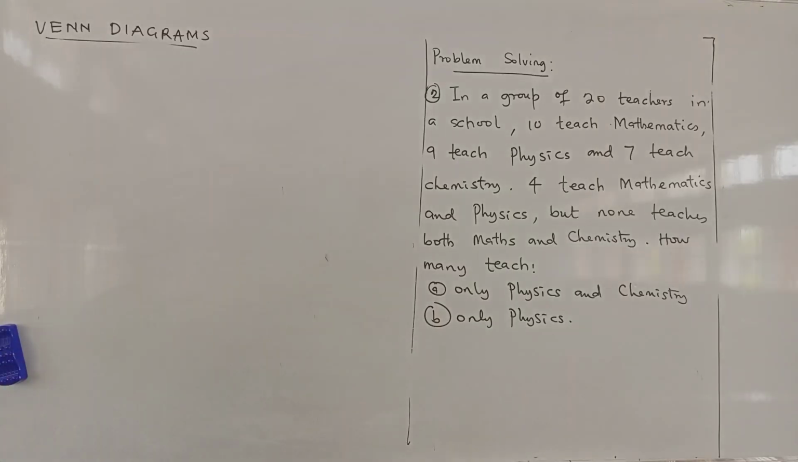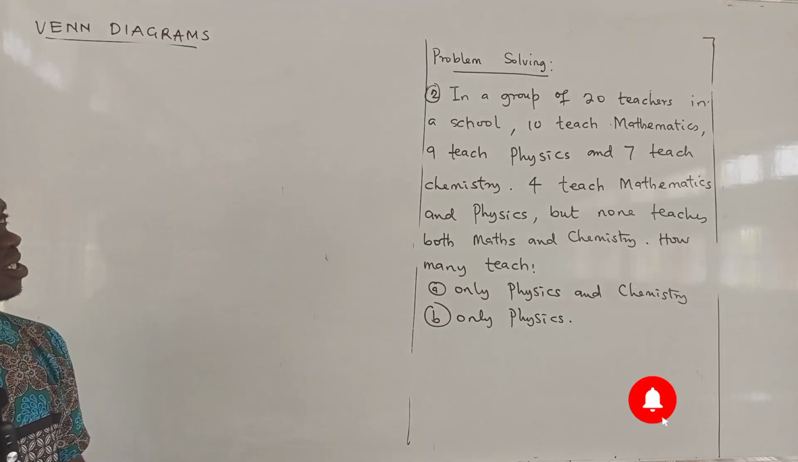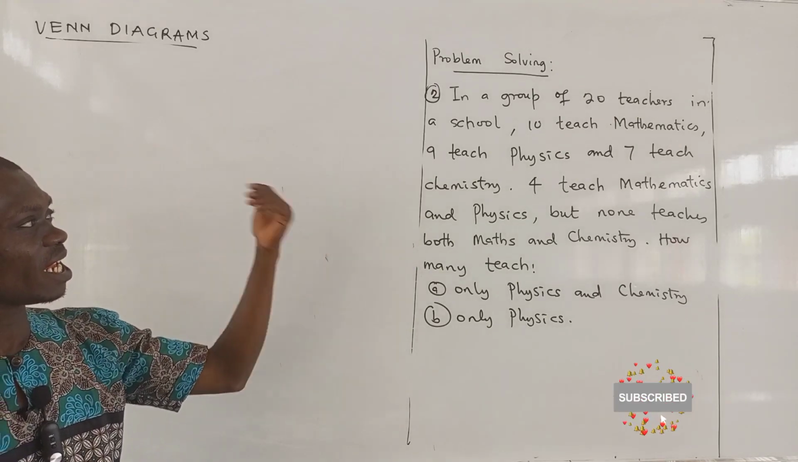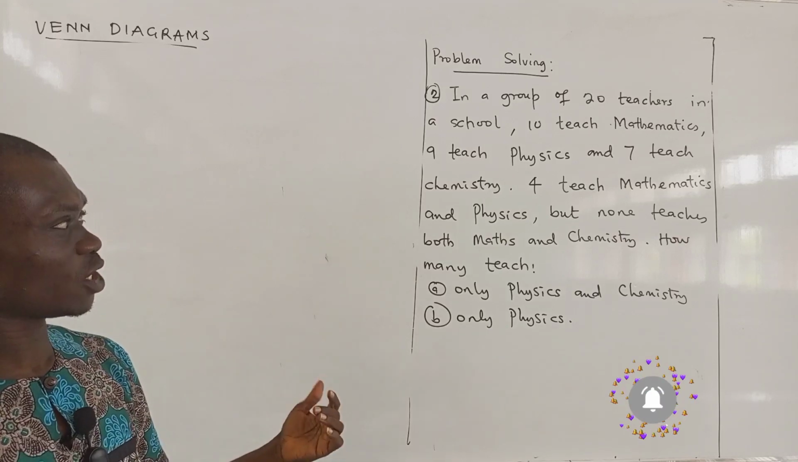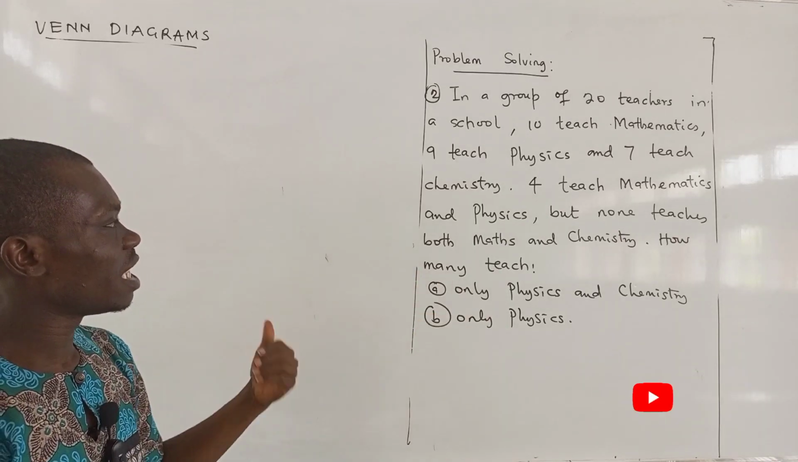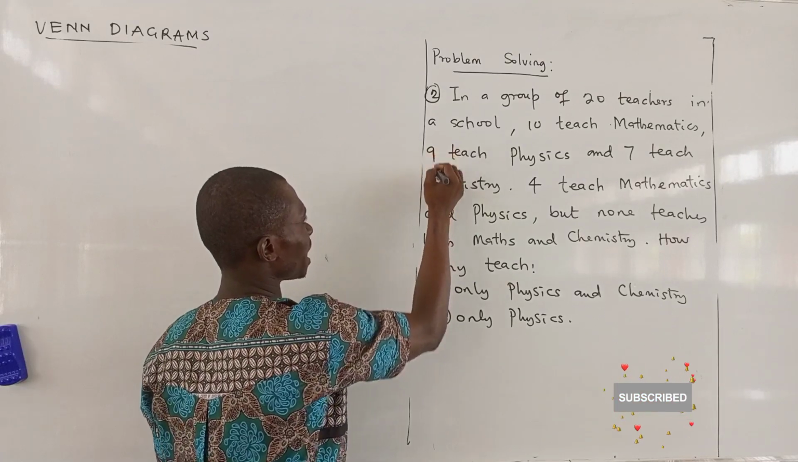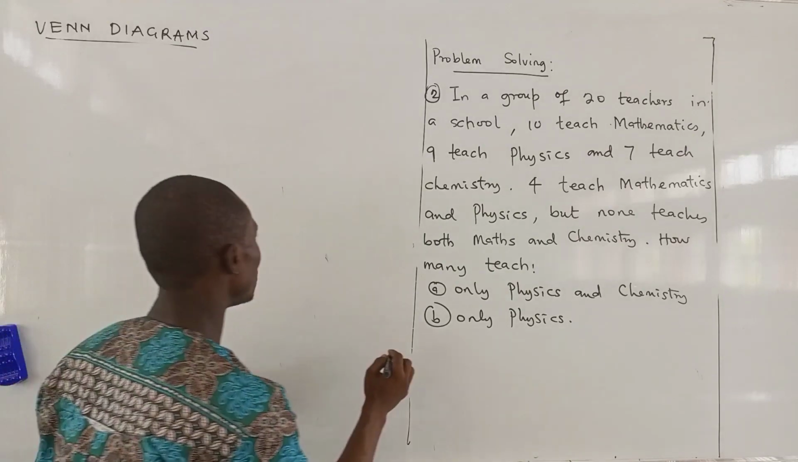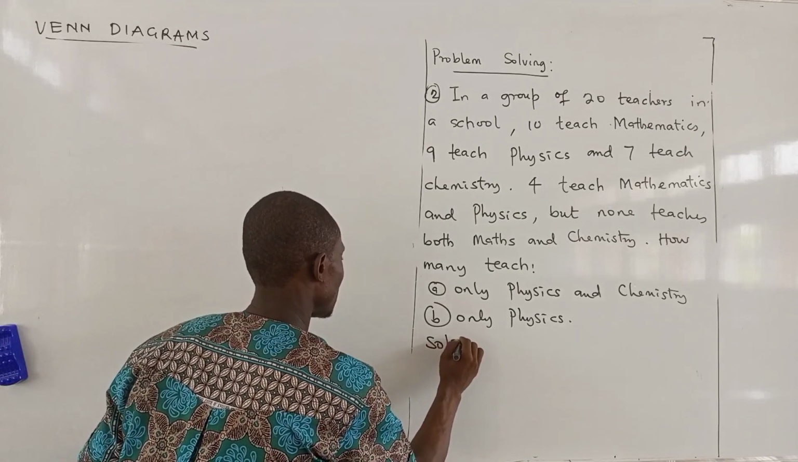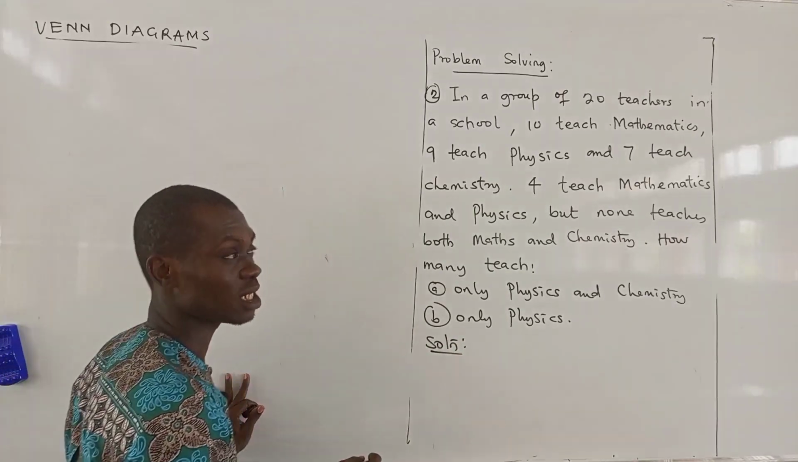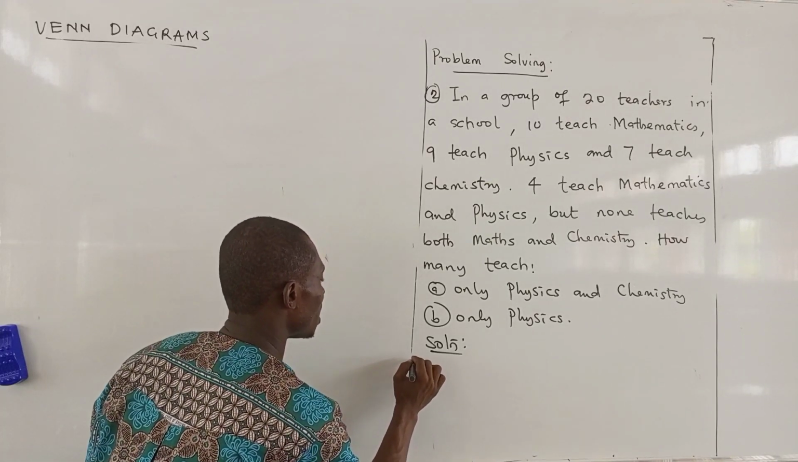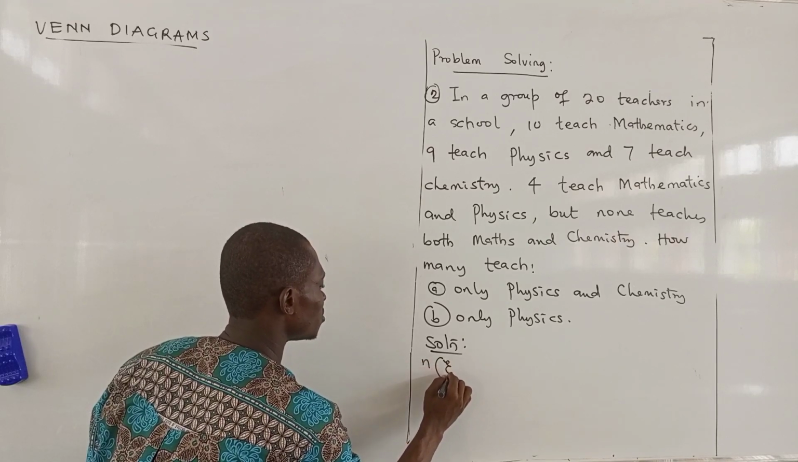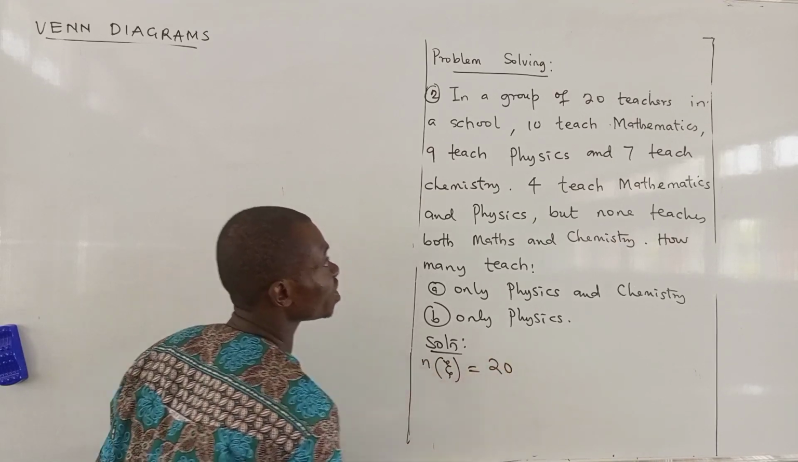So now we have a second problem here, which we are going to look at briefly. Now, this is also a very beautiful one. It says, in a group of 20 teachers in a school, 10 teach mathematics, 9 of the teachers teach physics, and 7 teach chemistry. So to begin with, I said we should always bring out the data we have. So we start with the total number of teachers, which is the universal set. So the cardinality of the universal set is 20.